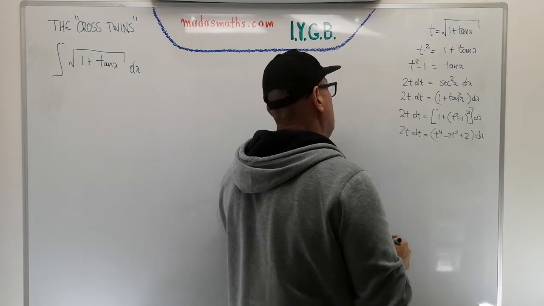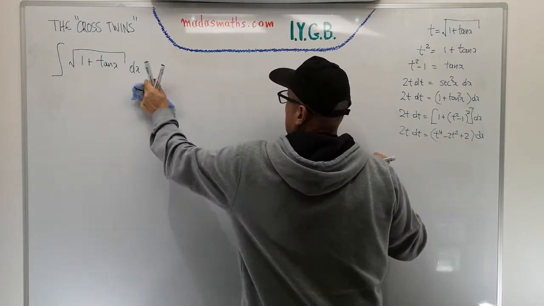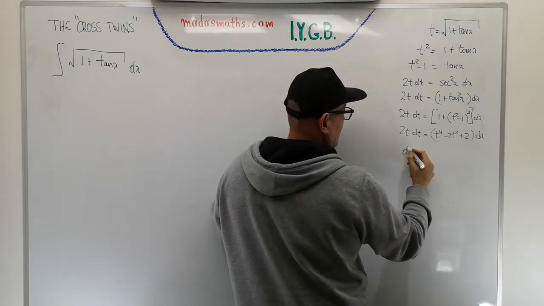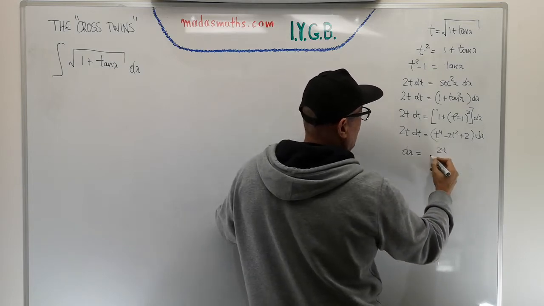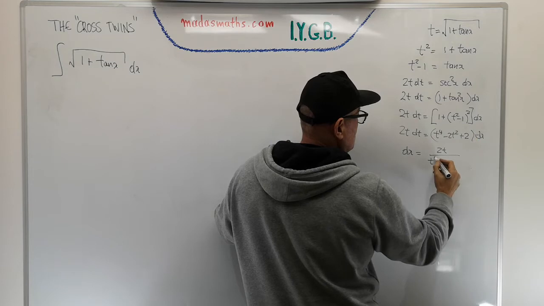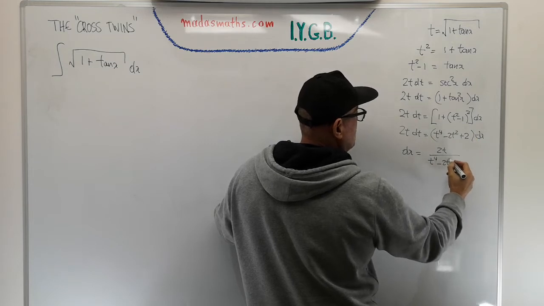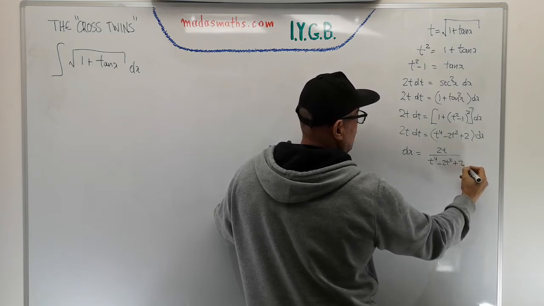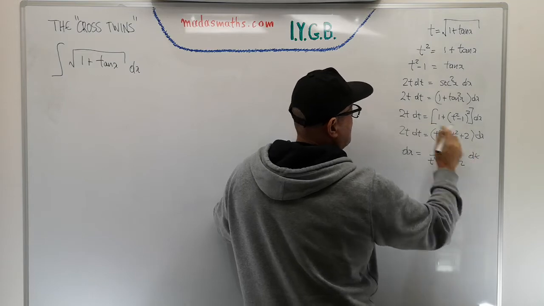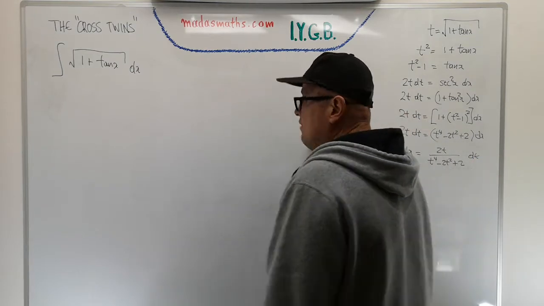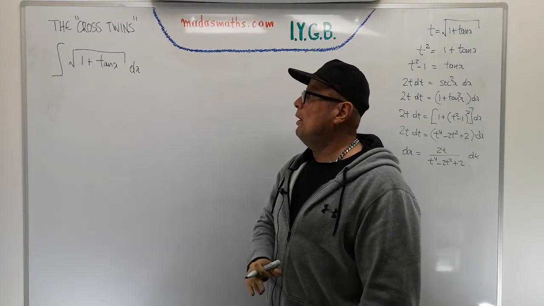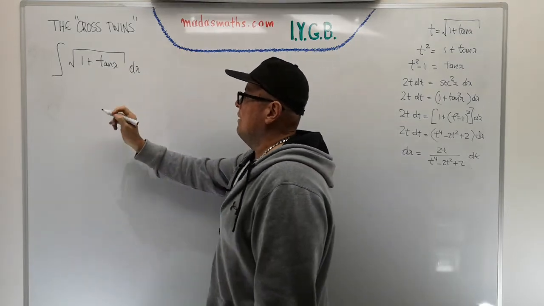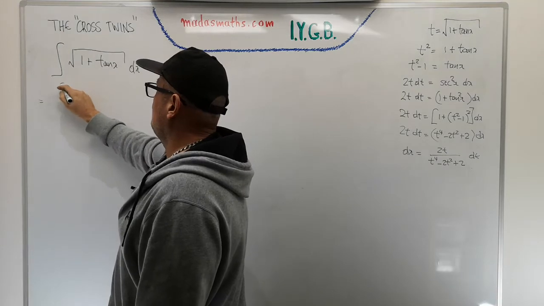So lastly, we're going to have our dx, which we got in there, simplifiable to 2t over this quartic, which is t to the 4 minus 2t squared plus 2 dt. So this substitution was nothing to do with the cross twins. All we're doing is we're trying to first of all clear this a little bit, because it's a mess. The square root there is just a mess. Okay, so let's put things in.